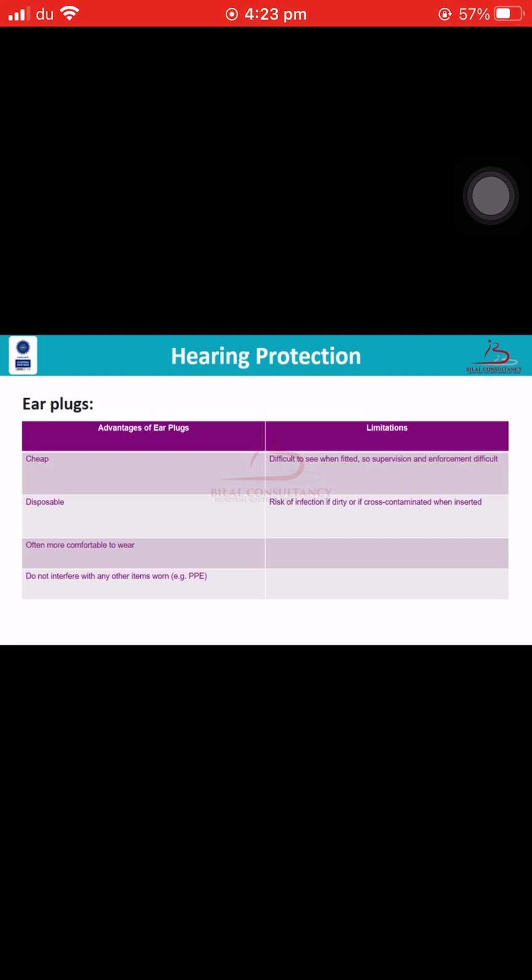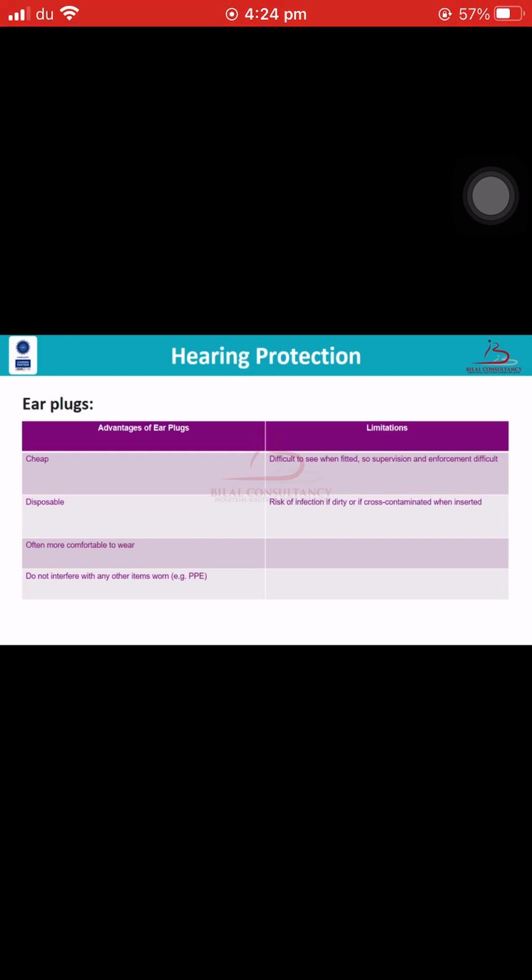Earplugs are cheap, and as we have discussed earlier, these are disposable. They are often more comfortable to wear because of their size, and they do not interfere with any other items worn. Why? Because they are smaller in size.